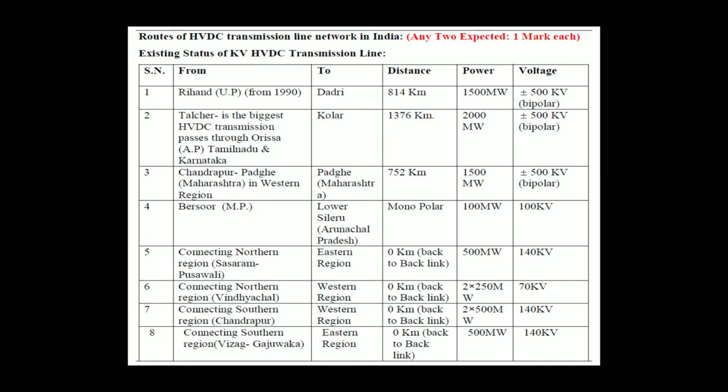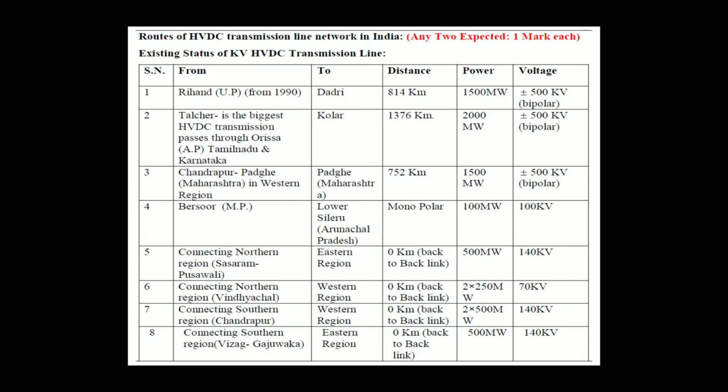This is a very important question which is asked in the exam every time. The first, from Rihand to Dadri, the distance is 814 kilometer, the power is 1500 megawatt, and the voltage is plus minus 500 kV. Plus minus because it's a DC. Then next is Talcher to Kolar, the distance is 1376 kilometer, power is 2000 megawatt. Once again the voltage is plus minus 500 kV.